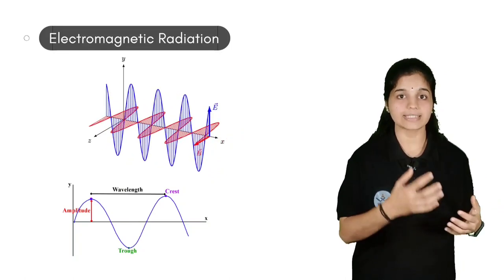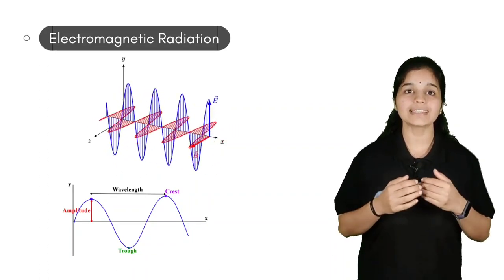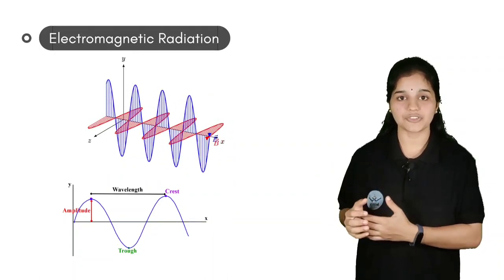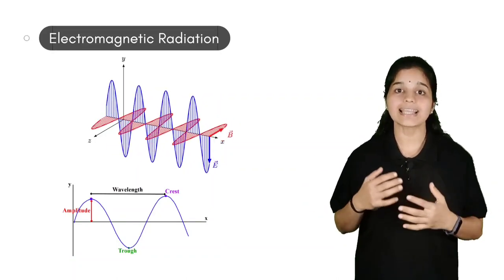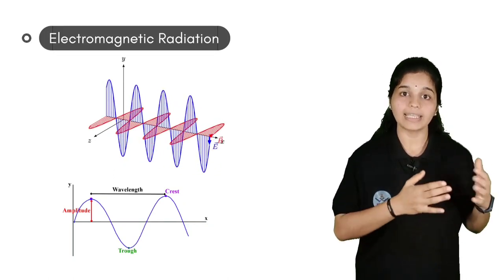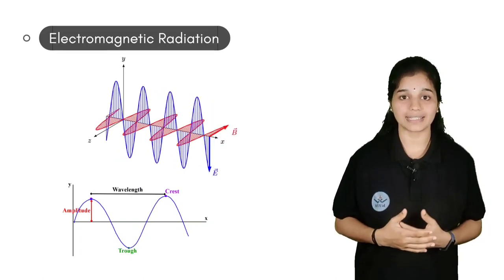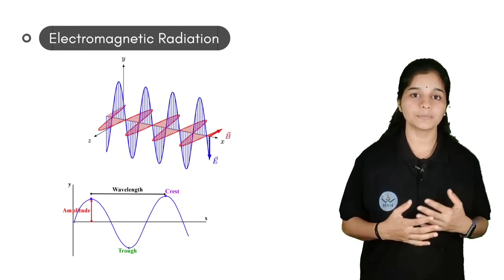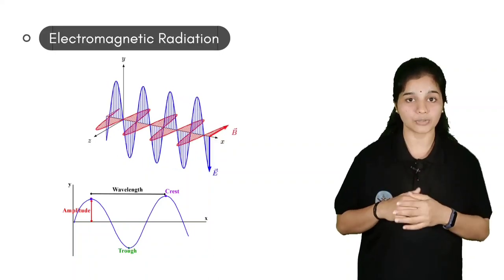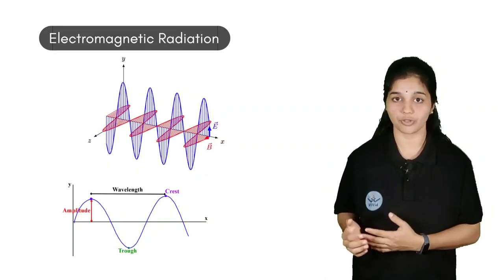We have atoms. These atoms consist of electrons and protons, which are charged particles. When these charged particles oscillate or vibrate, they produce acceleration. Accelerated charged particles produce an electric field. These electric fields keep on changing, and the changing electric field produces a magnetic field. These electric and magnetic fields propagate through space in the form of waves, and this is how electromagnetic radiations are produced. The important property of these electromagnetic radiations is that the electric field and the magnetic field are perpendicular to one another, and both are perpendicular to the direction of propagation of the wave.